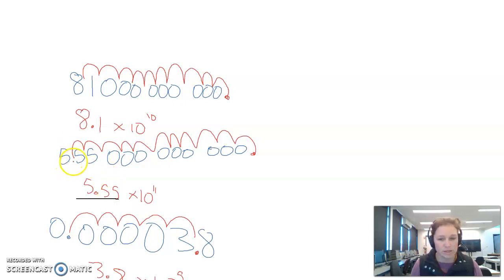So, this one, a number between 1 and 10, that number is 5.55. You always just put the decimal place after the first number, and then see how many jumps you have to do. And you have to do 11 jumps.